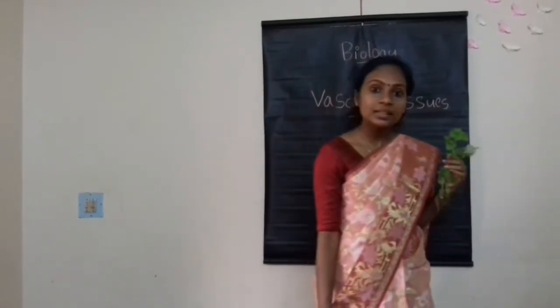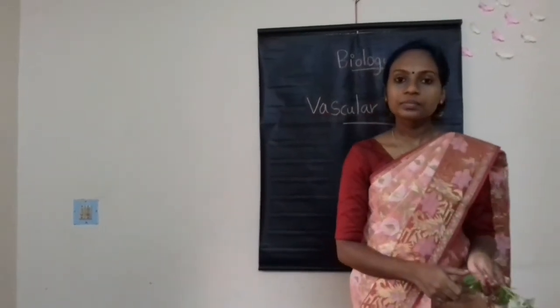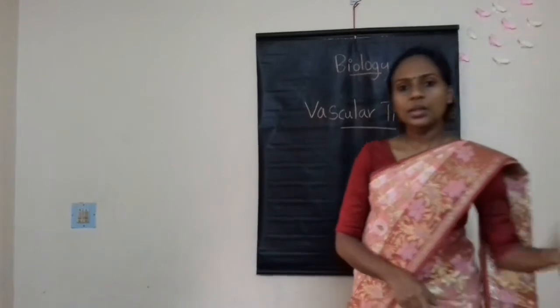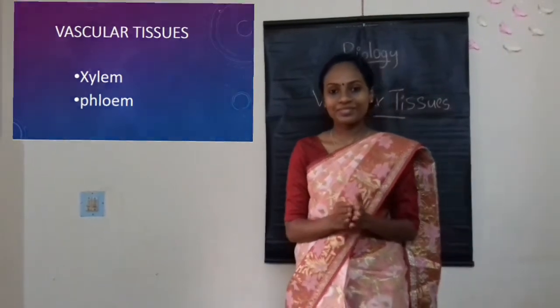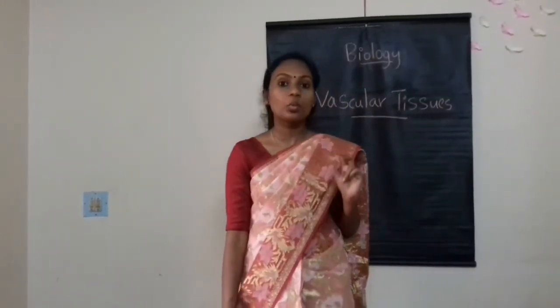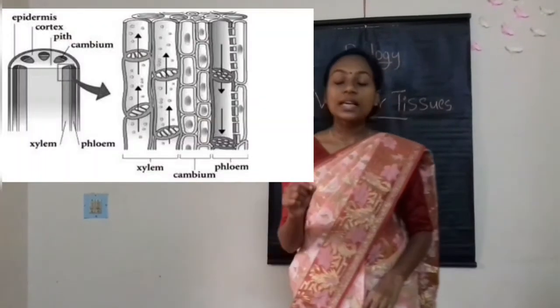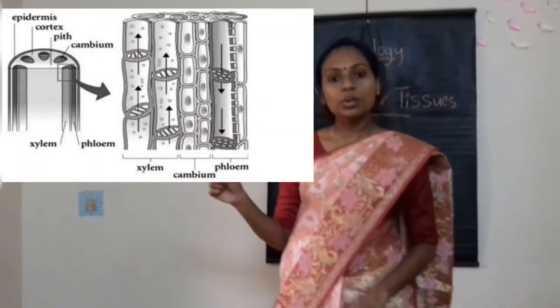You have already studied the types of vascular tissues in your previous class. Do you remember that? Which are the types? Xylem and phloem. Very good. Give her a clap. Yes, xylem and phloem are the two types of vascular tissues that help for conducting water, minerals, foods, etc.